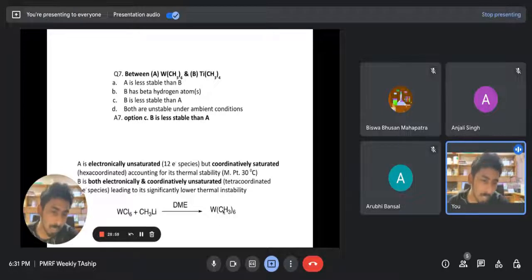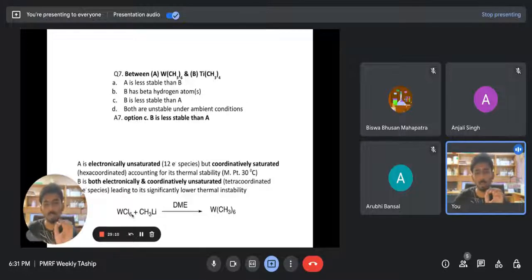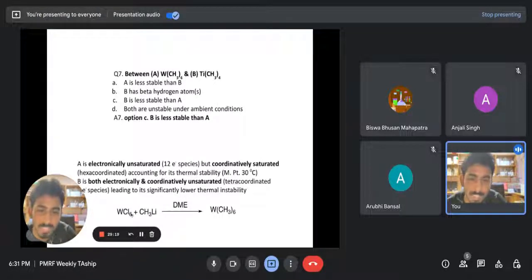This is the formation reaction of W(CH3)6 that I have denoted, because this question also comes in competitive exams. Here they have taken hexachlorotungsten and treated it with methyl lithium in dimethoxyethane solvent, and by a transmetallation reaction, lithium chloride gets precipitated out and they obtain W(CH3)6. This compound comes as a red colored compound and has a trigonal prismatic shape.